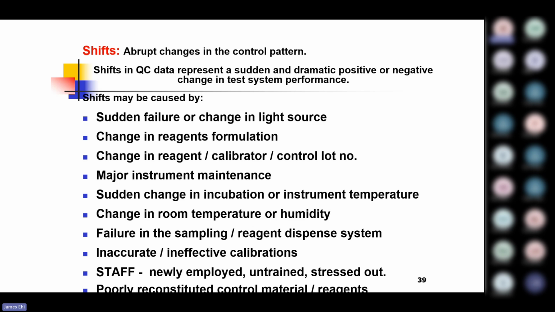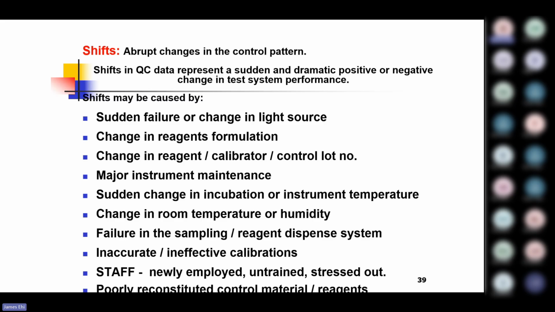Inaccurate and ineffective calibrations. Calibrators that need to be frozen to be viable for 3 months are not frozen, and the people are still using them at refrigeration temperature up to the 3rd month. That calibration you're going to be performing is ineffective. It will never give you the desired result. Sometimes a newly employed staff who has not been trained, or a staff that has been stressed out, in the process of being stressed out, may end up programming the wrong thing, or make a random error that will lead to a shift. That is why you, as a manager, should also look at the well-being of your staff. If you notice somebody is stressed, sometimes you need to advise them to take leave.